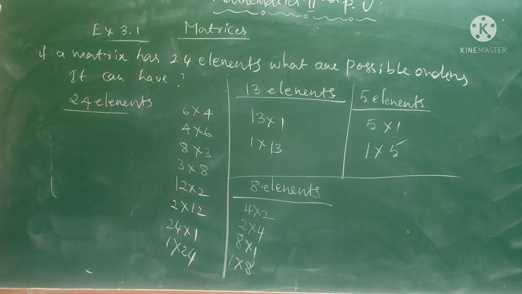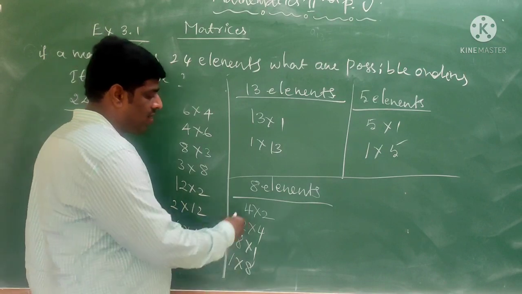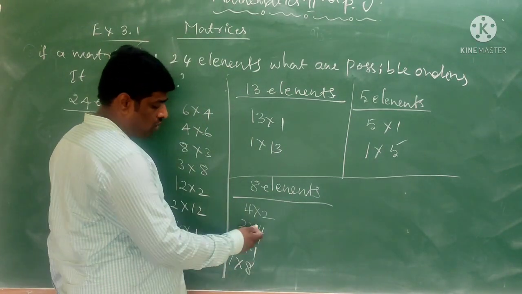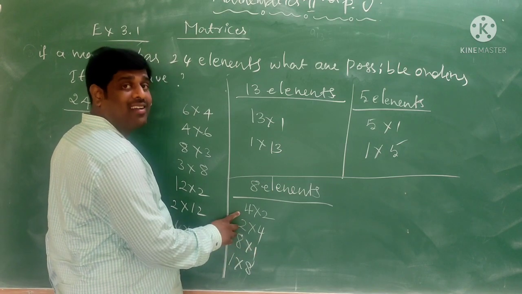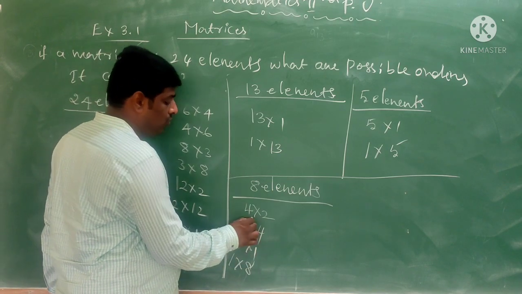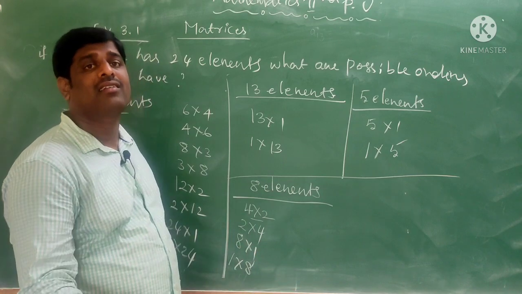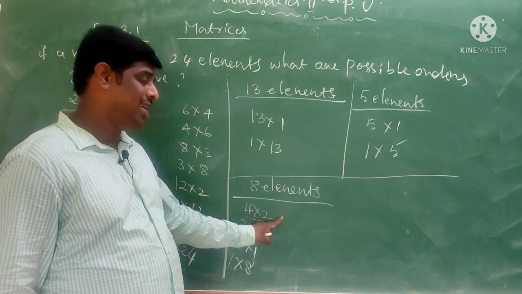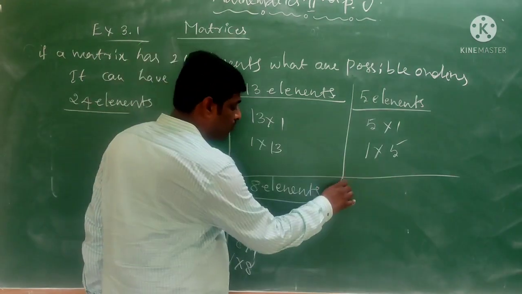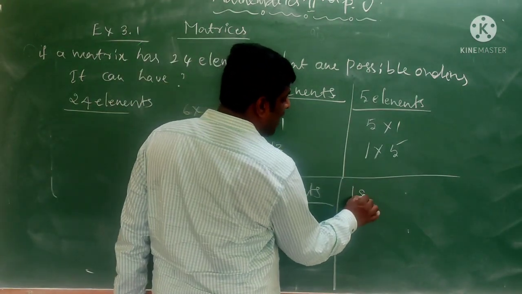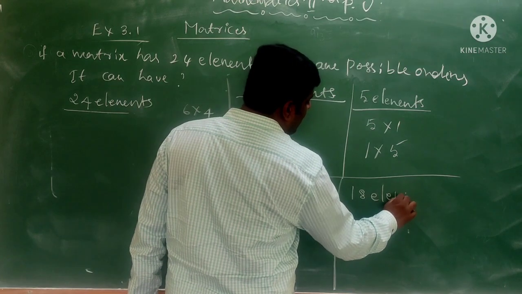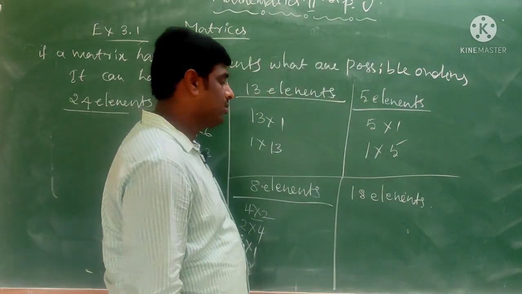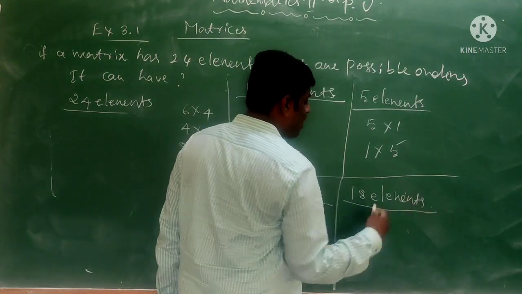Okay, these are the orders. If a matrix has 8 elements, the orders are 4 into 2 and 2 into 4, but we should not read it as "into". We should read it as "by" or "cross": 4 cross 2 or 4 by 2. Suppose a matrix has 18 elements, what are the possible orders?